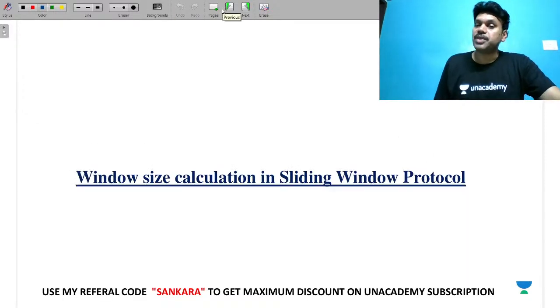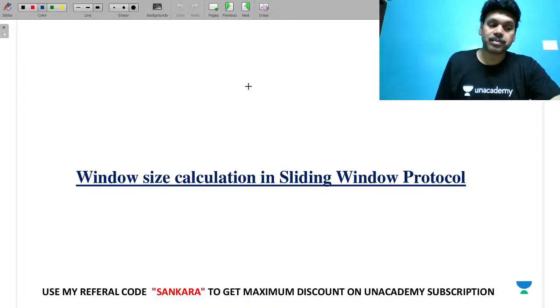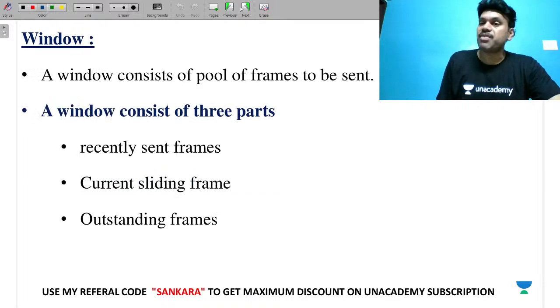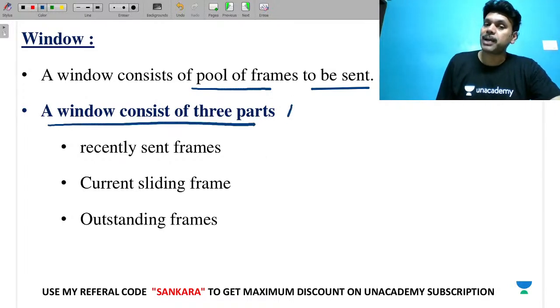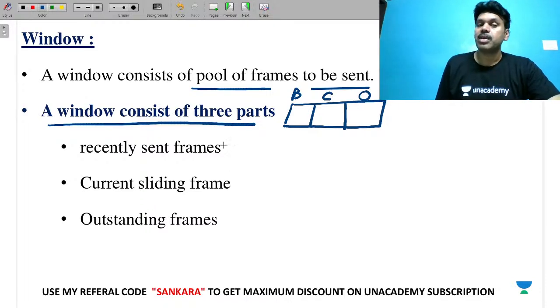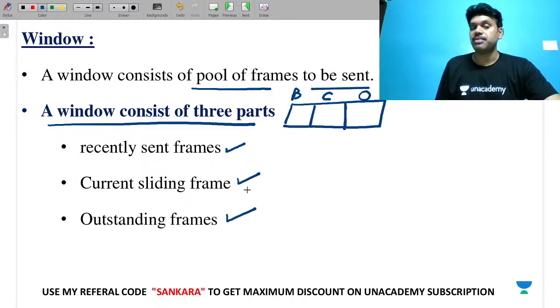Now, what is a window and how to calculate the window size in sliding window protocol? A window is nothing but a set of frames to be sent. Your window size depends on the n-bit representation value. A window consists of 3 parts. I already discussed: the first part is the to-be-acknowledged buffer, the second part is the currently sliding one, and the third part is outstanding. So buffered frames, currently sliding numbers, and outstanding frames.